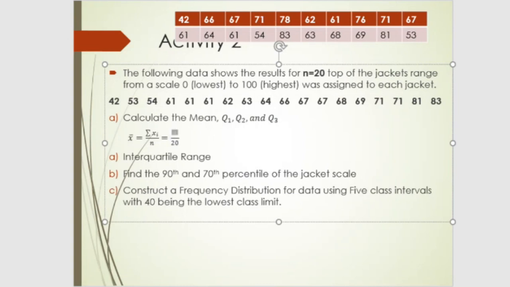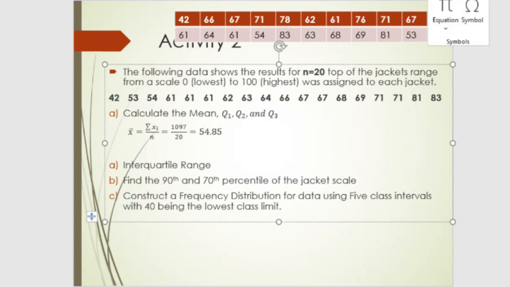So we have 20. Then what is the sum? If you add 42 until the last one, what is the answer? The sum is 1,097. So the mean, converted to one decimal, is 1097 divided by 20, which is 54.85. Okay, let's write it as 54.85. All right, we have this value.